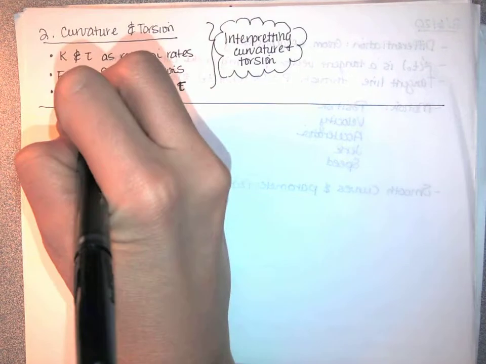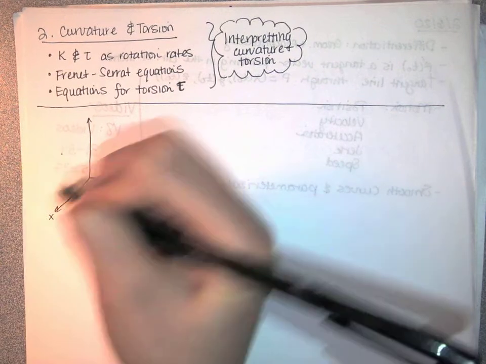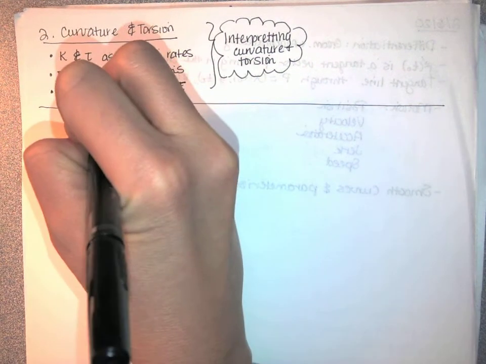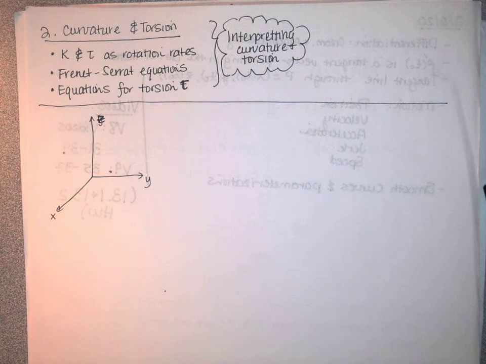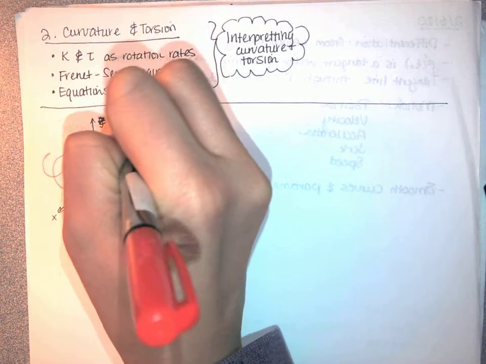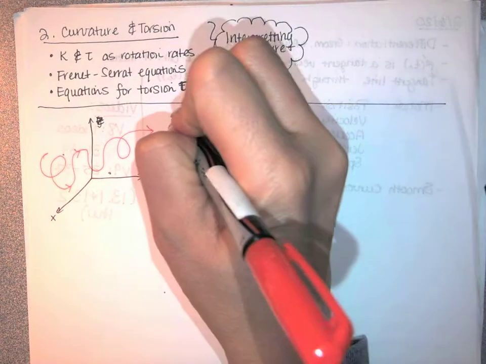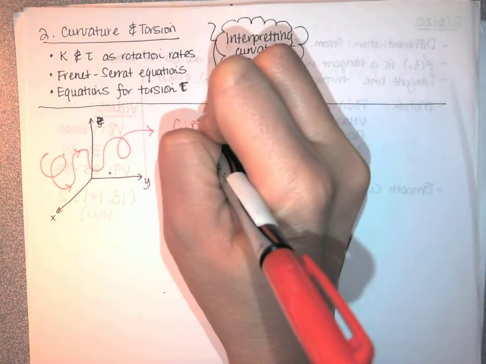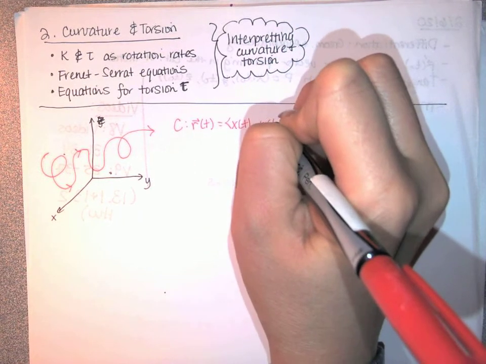So let's say we're in three-dimensional space, and we're on a curve, C. So maybe it looks like that. And C is given by R of t, and R of t has components x of t, y of t, and z of t.